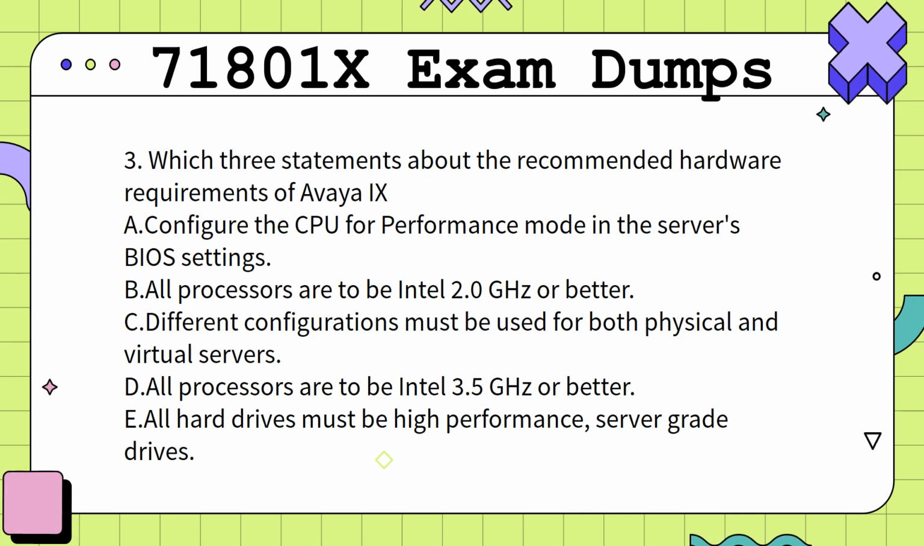3. Which three statements about the recommended hardware requirements of Avaya IX are true? A. Configure the CPU for performance mode in the server's BIOS settings. B. All processors are to be Intel 2.0 GHz or better. C. Different configurations must be used for both physical and virtual servers. D. All processors are to be Intel 3.5 GHz or better. E. All hard drives must be high-performance, server-grade drives.